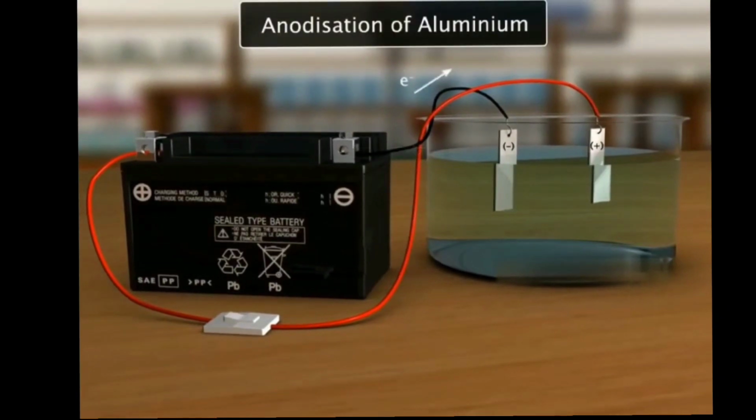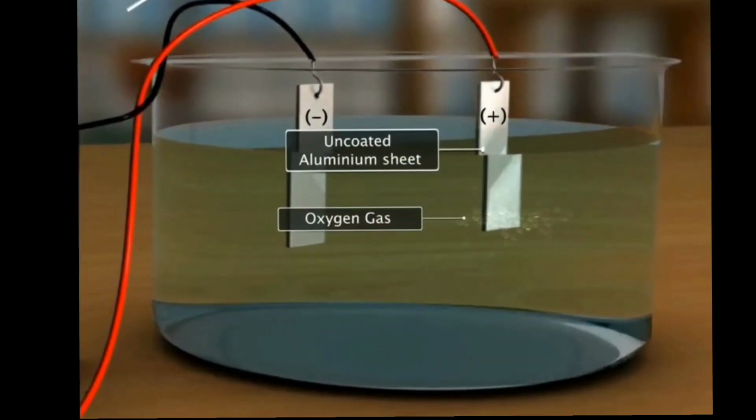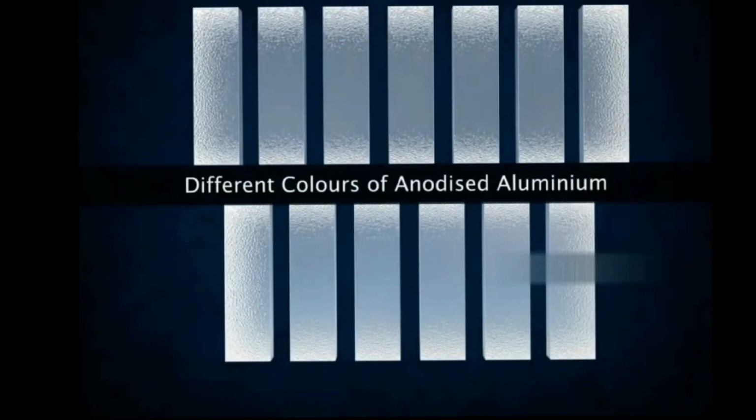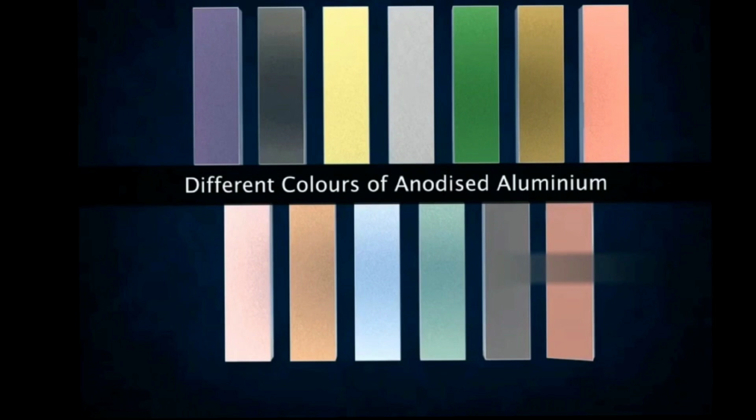When a current of suitable voltage is passed through the metal, oxygen is evolved at the surface of the anode and forms a white film of aluminium oxide. This white layer of alumina is porous and adsorbs dyes of attractive colors.